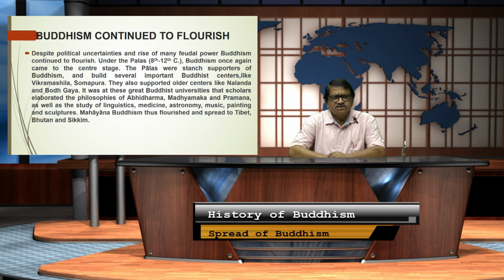So we find that even under regional powers, not very important in pan-Indian history, the Palas, who ruled over only Bengal, supported many Buddhist establishments, and during this time many Buddhist scholars visited the Buddhist universities to study. The students studying there were from Korea, Japan, China and Tibet. They continued to study there and learn about Buddhism, and gradually went back to their own countries. This way, the Mahayana school of Buddhism flourished and started spreading beyond India, to Tibet, Bhutan and Sikkim.